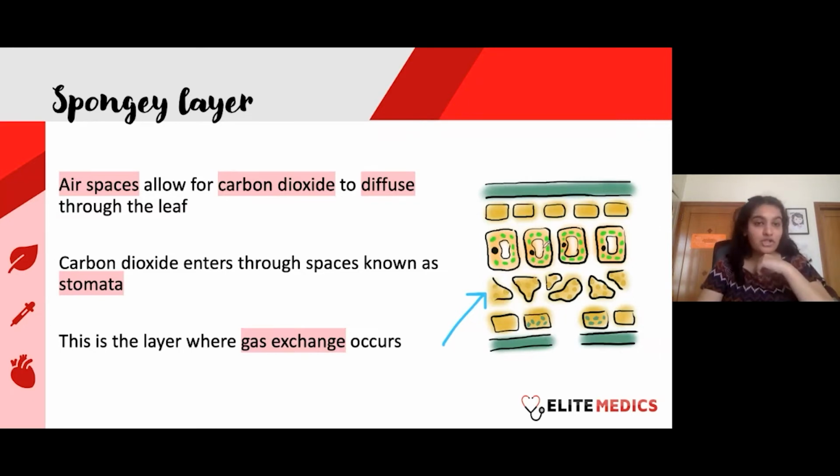And that's pretty much the only purpose of the spongy layer. There's not really much else that it's involved in, but that's its main thing. So that's the main thing that you need to remember.